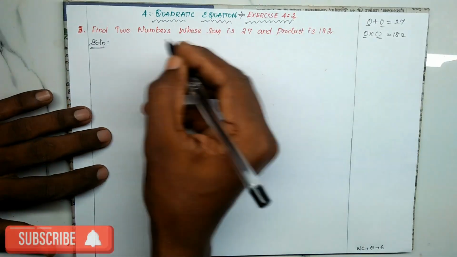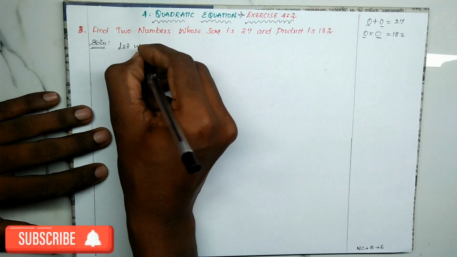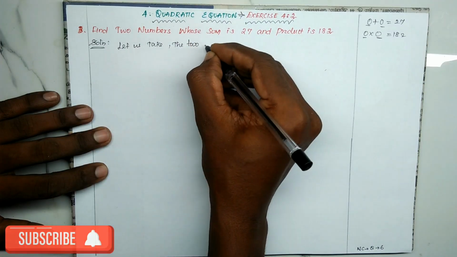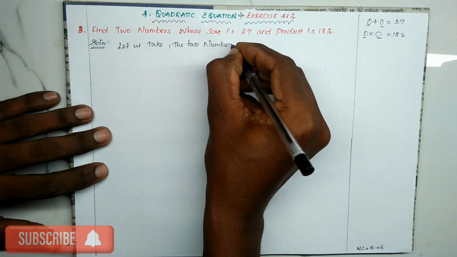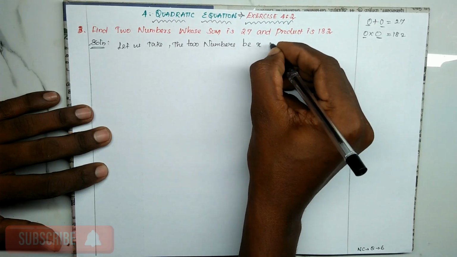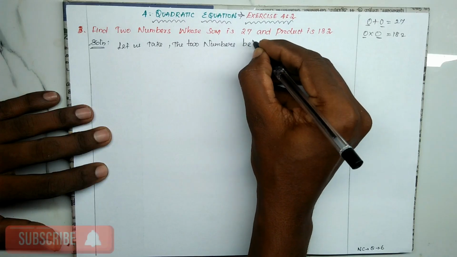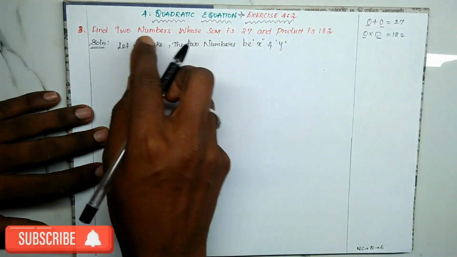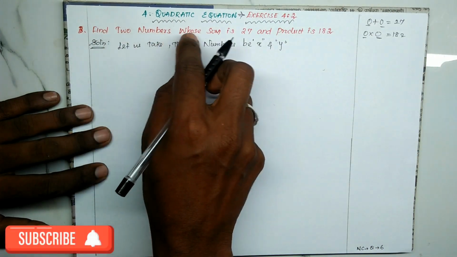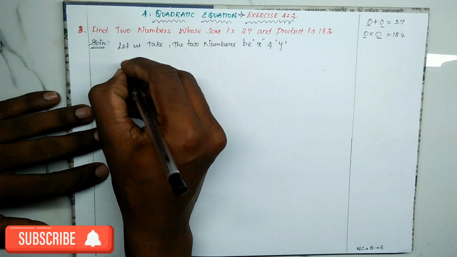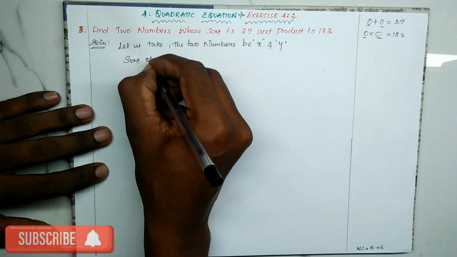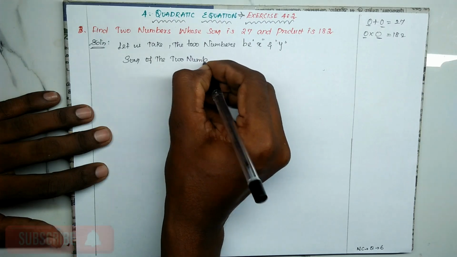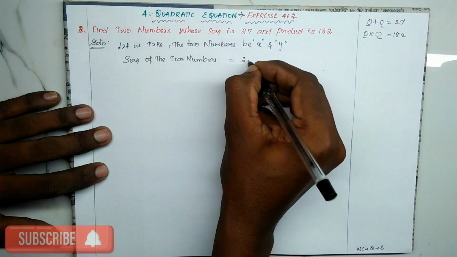So first, we don't know the numbers. Let us take the two numbers to be x and y. We don't know the numbers, so we are taking one as x, another one as y. Now what they had given, two numbers whose sum is 27. Sum of the two numbers they had given is equal to 27.